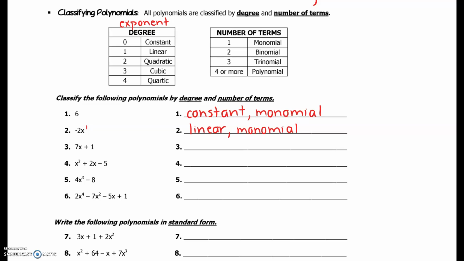In number 3, again, the highest degree here is a 1. Right after that x, you would have a 1. So the degree classification is linear. But notice there is actually 2 terms. So 2 terms would classify this as a binomial. In number 4, we finally have an exponent that's written, so 2 is the degree. If you look at your chart, 2 is considered quadratic.